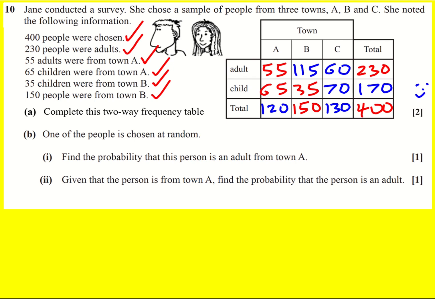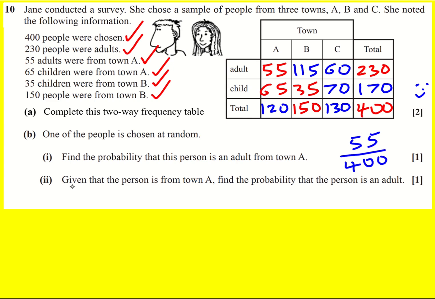One of the people is chosen at random. Find the probability that this person is an adult from town A. So we're choosing them at random from the whole population. So it's going to be 400 people. That's what we're going to end up dividing by. And how many are adults from town A? It's 55. Absolutely fine to leave it like that. We don't need to simplify it or write it as a decimal. That's okay.